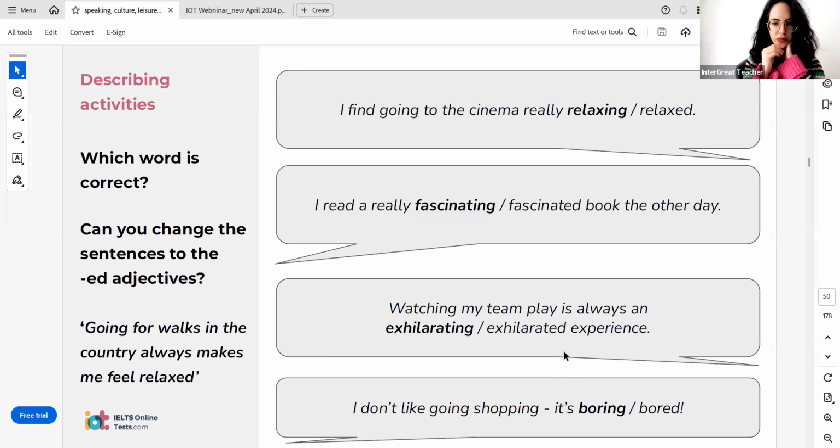Now let's move on to the team watching, exhilarating. Watching my team play is always an... I read a fascinating story. The story is fascinating. The adjective is describing the story, not the I. Very good. So the experience of watching my team exhilarated me. Very good. Or I am exhilarated. Okay. Very good. My team plays makes me exhilarated. Okay. And the last one.